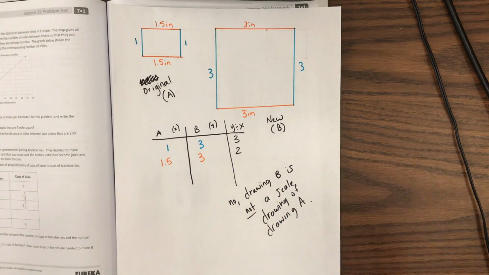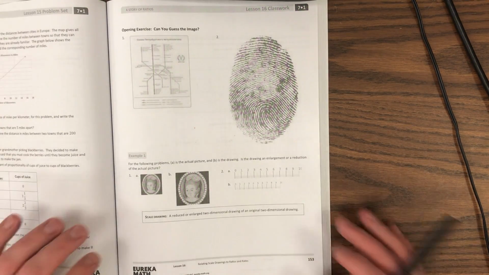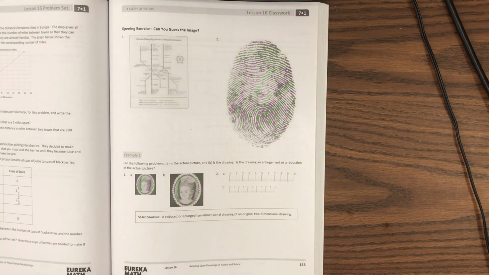All right, so that's pretty much the whole idea of the next few lessons we're doing. Let's take a look at lesson 16. Lesson 16 is pretty much the easiest lesson in the entire book. There's not even really a ton of math to be done here, but we can learn a few vocab terms and see some examples of things.